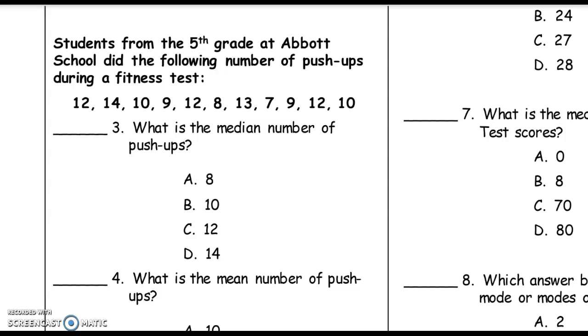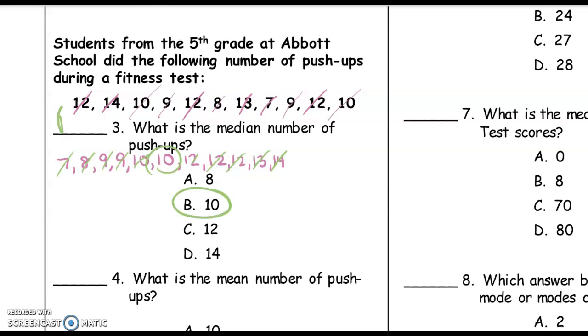All right, students from the 5th grade at Abbott School did the following number of push-ups. Good for them. What is the median? So that means I have to list them from least to greatest and find the middle. I quickly ordered them from least to greatest, kind of saved us some time here in the video, and then I can do the cross-out method to find the middle. So 1, 1, 2, 2, 3, 3, 4, 4, 5, 5. It looks like 10. So my answer should have been B for that one.